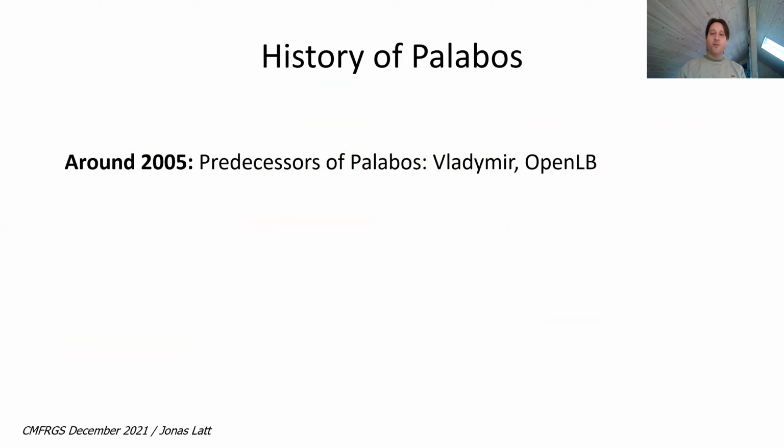That's quite some years ago, with the predecessors of Palabos, which are Vladimir, a library that is no longer maintained, and OpenLB. That's a library which still exists and which is actually maintained at the Karlsruhe Institute of Technology. And in 2010, we have the first version of Palabos, which is like a fork of OpenLB, which goes in a broader direction of multi-physics, I would say.